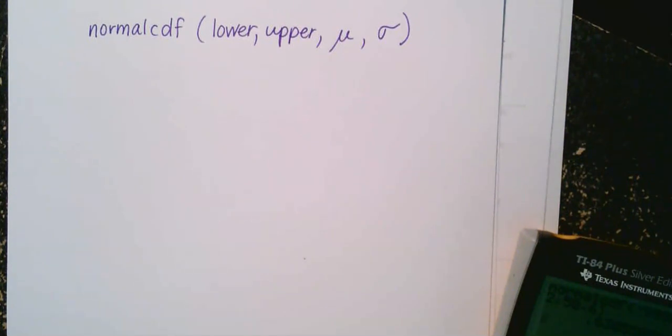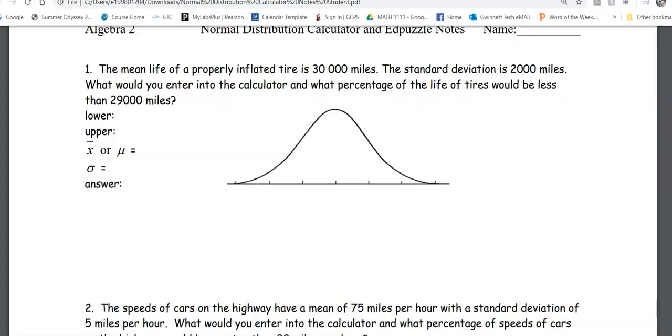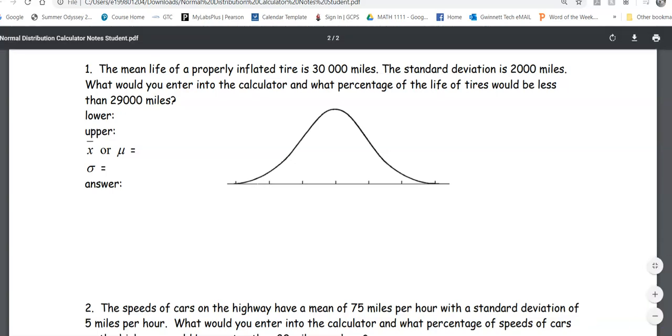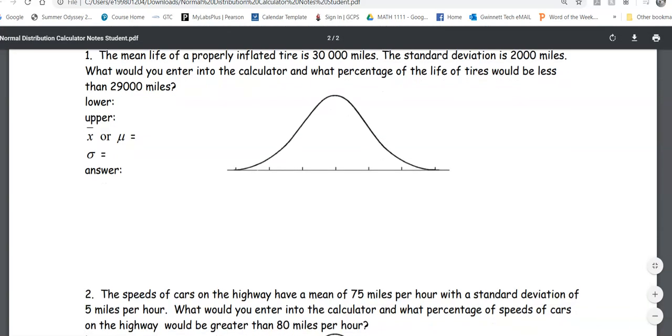I have some more problems pulled up on my computer I want to show you. Okay, this first one here says the mean life of a properly inflated tire is 30,000 miles. The standard deviation is 2,000 miles. What would you enter into the calculator, and what percentage of the life of the tires would be less than 29,000 miles?